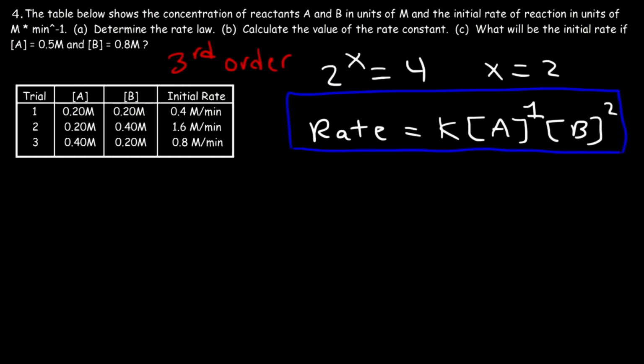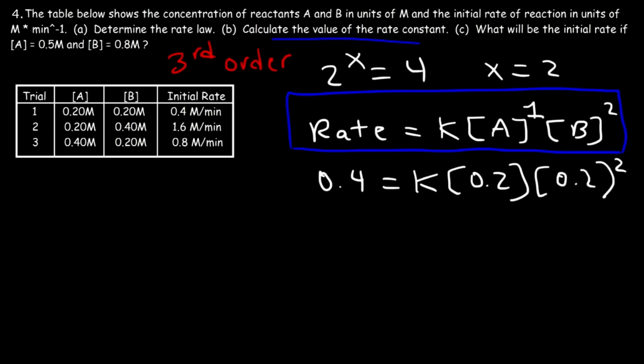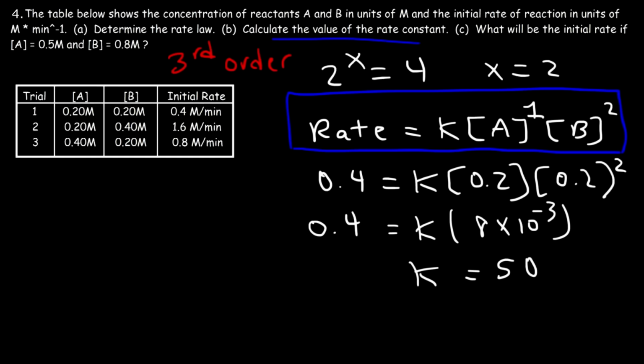Now what about B? Calculate the value of the rate constant. So pick any trial. I'm going to choose trial 1. For trial 1, the rate is 0.4, and A is 0.20 or 0.2, and B is 0.2 as well. So 0.20 squared times 0.2, that's equal to 8 times 10 to the minus 3, or 0.008. So K is going to be 0.4 divided by 8 times 10 to the minus 3. So in this example, K is 50.